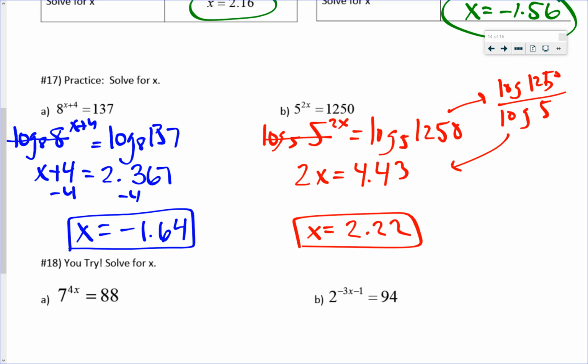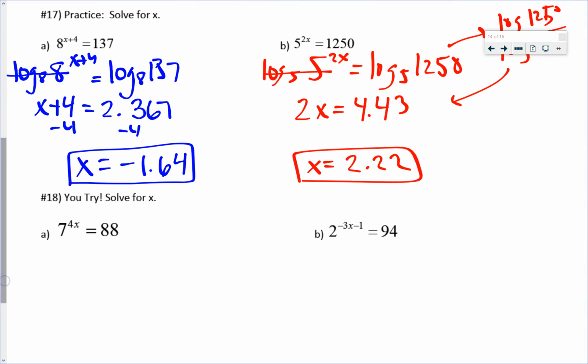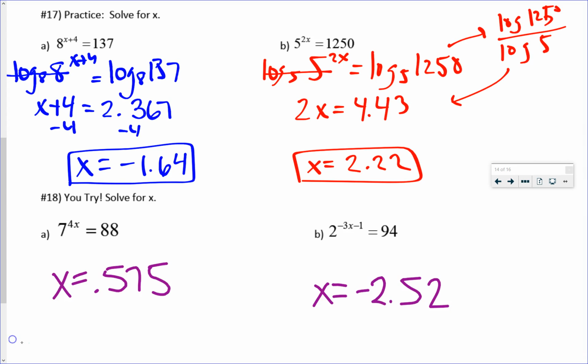Questions on those two? I want you to try the bottom two. So 18, A and B. All right, check your answers with mine.